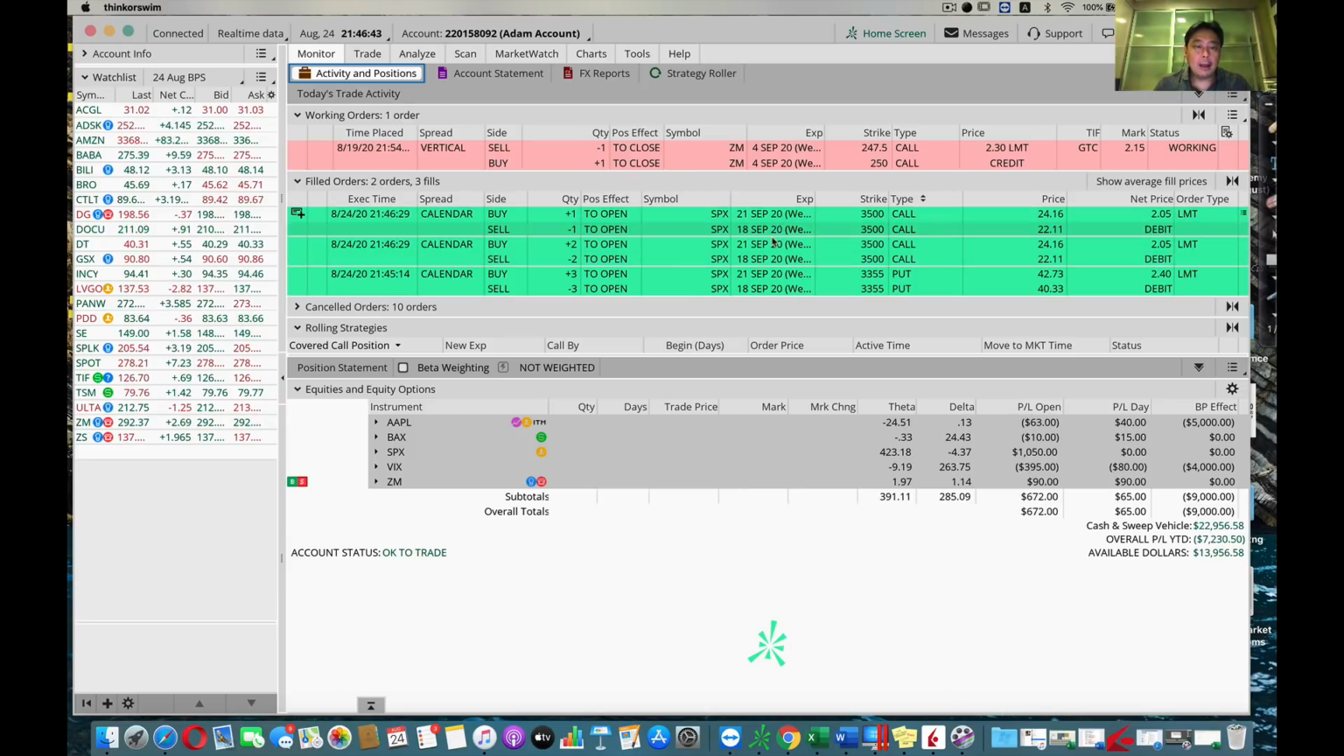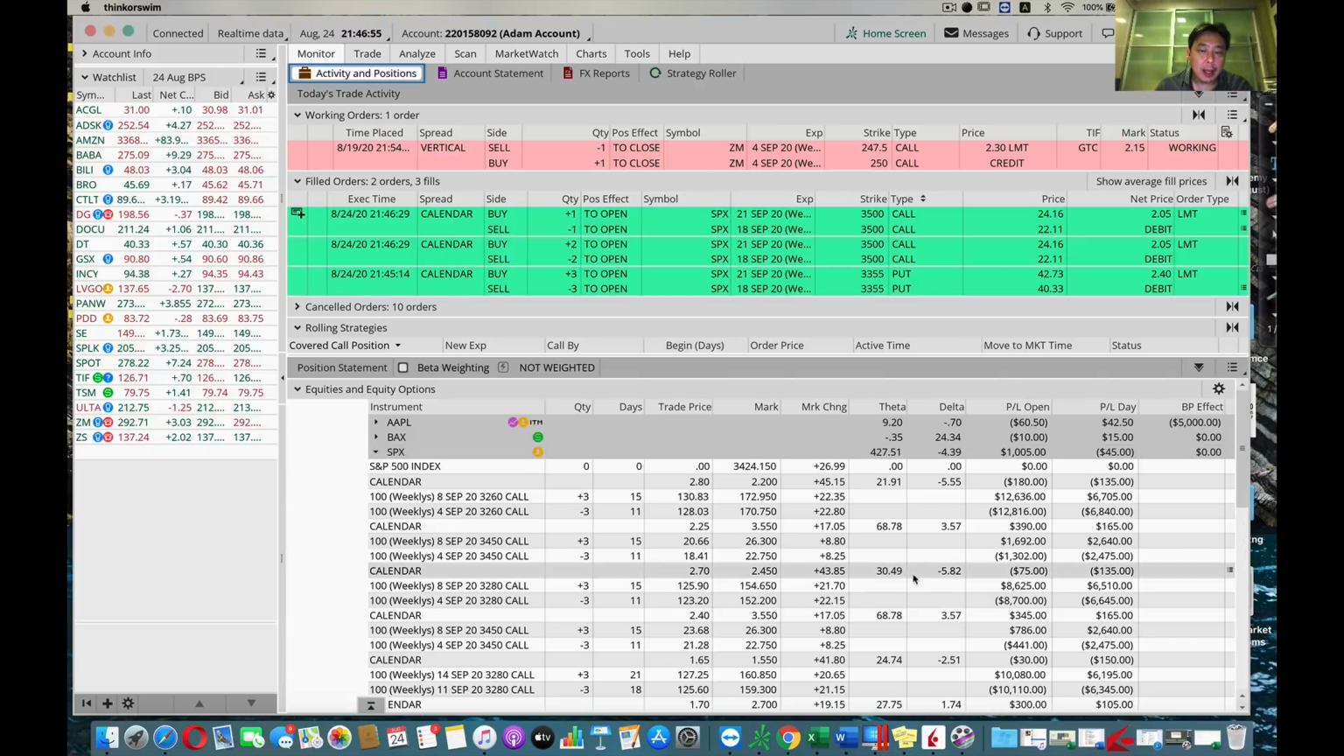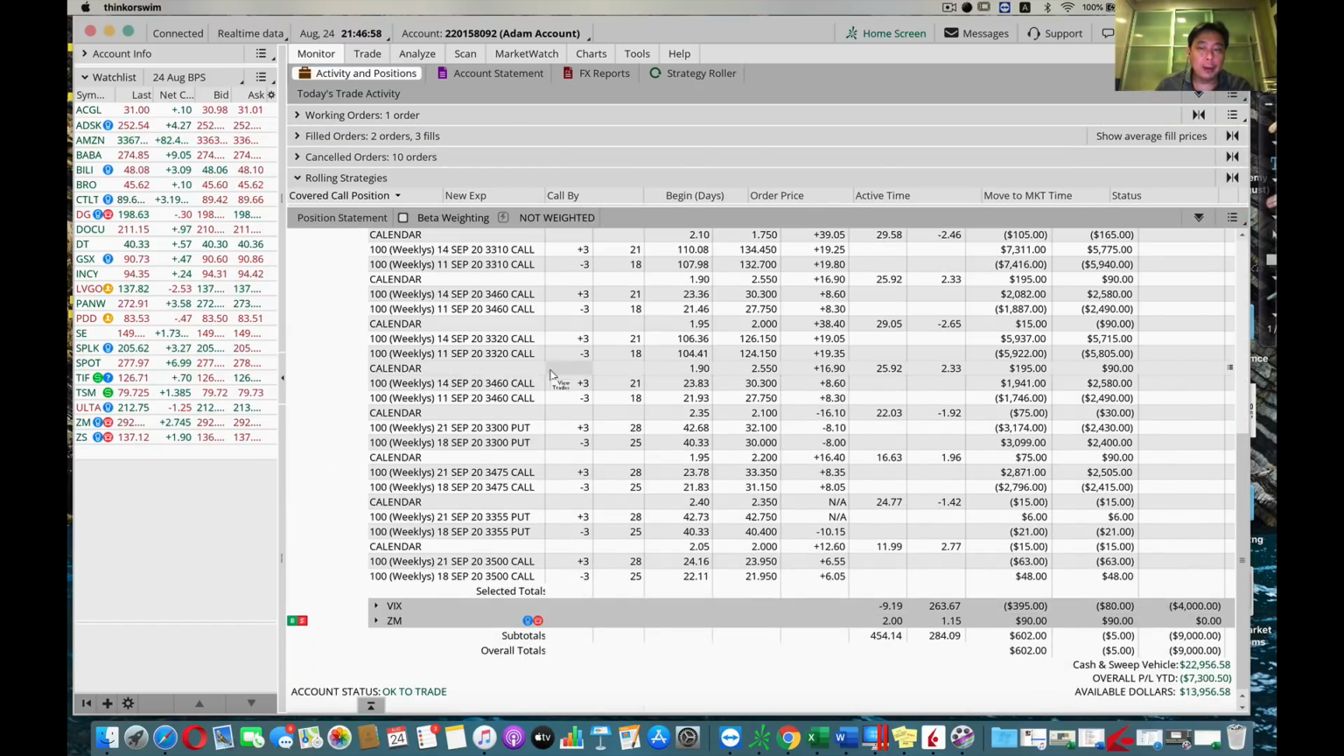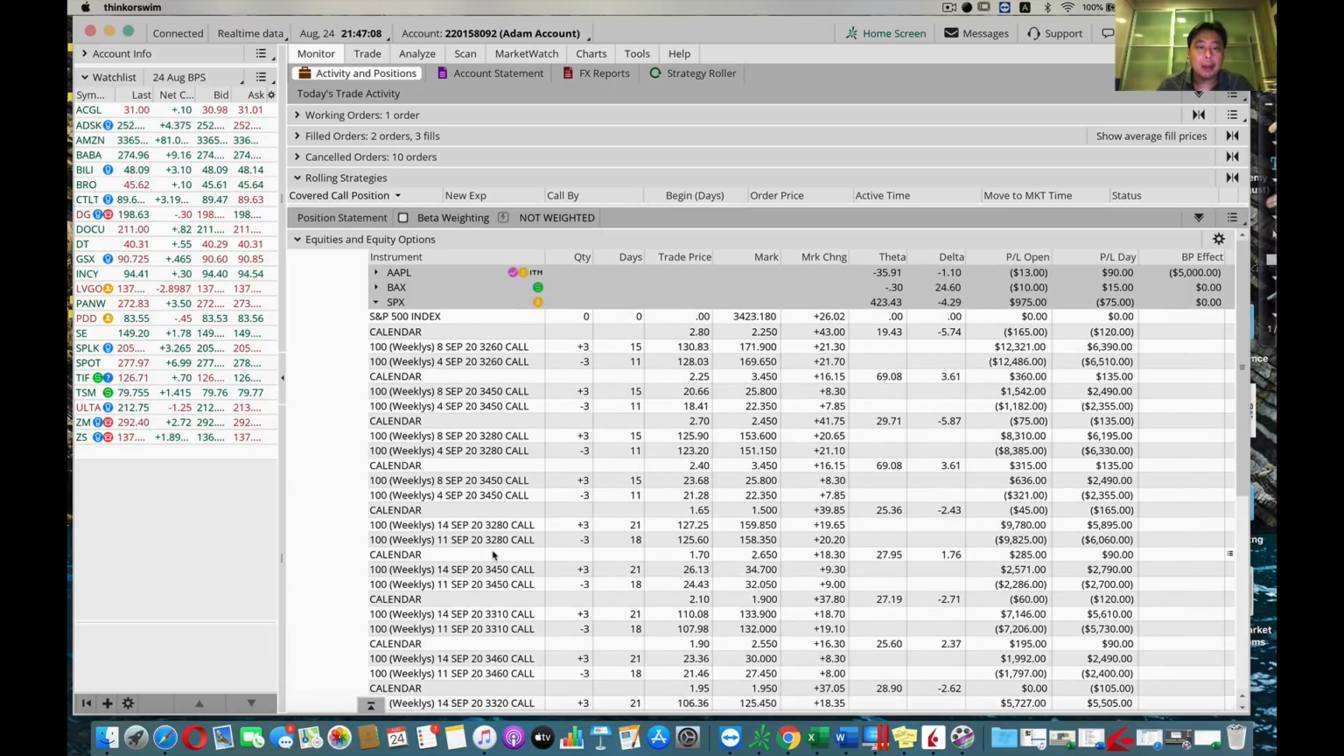Okay. And right now that it's filled, you can see that it's in my position statement, right? So you can see that under SPX, I have got a lot of trades going on. Can you see? I've got so many trades. And the one I just put in, that 3005 and 3355. That's the one I just put in. And I've got so many of them up there, right?